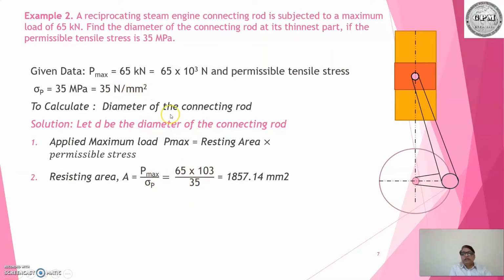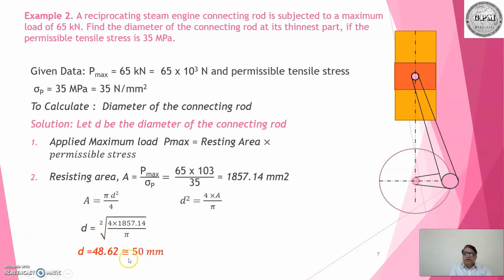So here we are interested to find the dimension D. That's why we have to find the area with this equation, and then use pi d square by 4 is equal to that. You can find the rest of the things. So A is equal to pi d square by 4, and d square is equal to 4 into A by pi. So d is the square root of this. So what you will get is d is equal to 48.62.